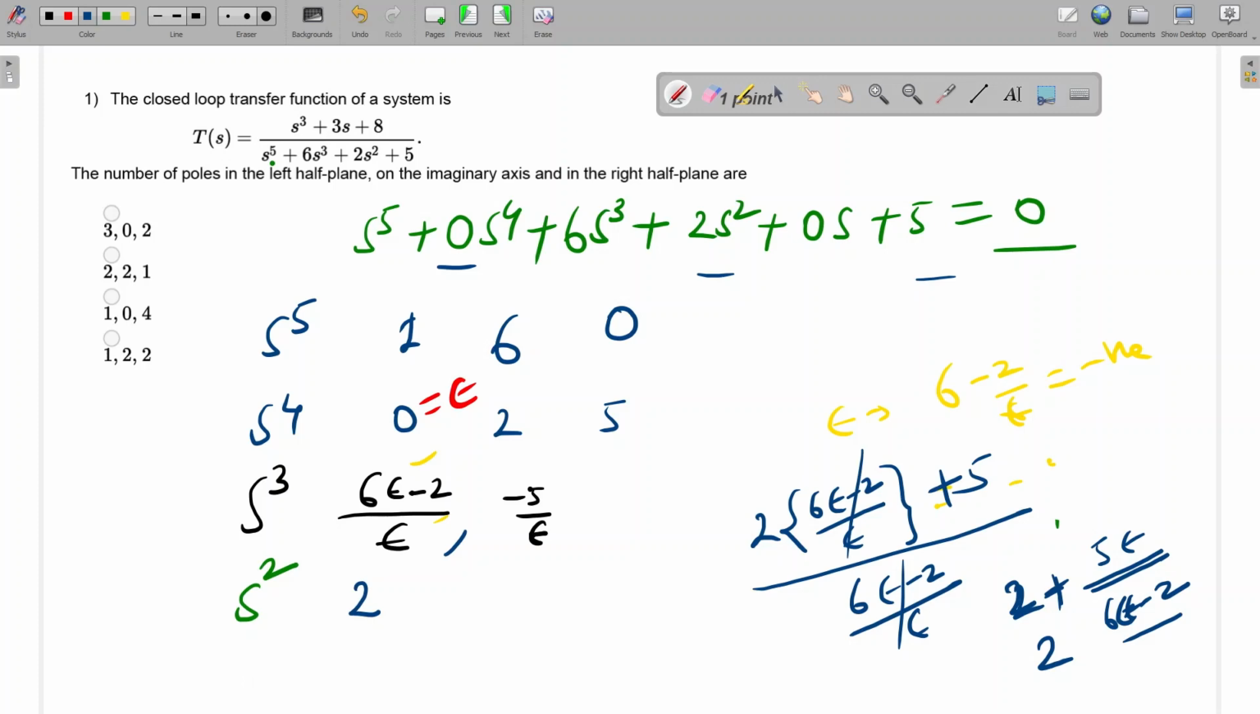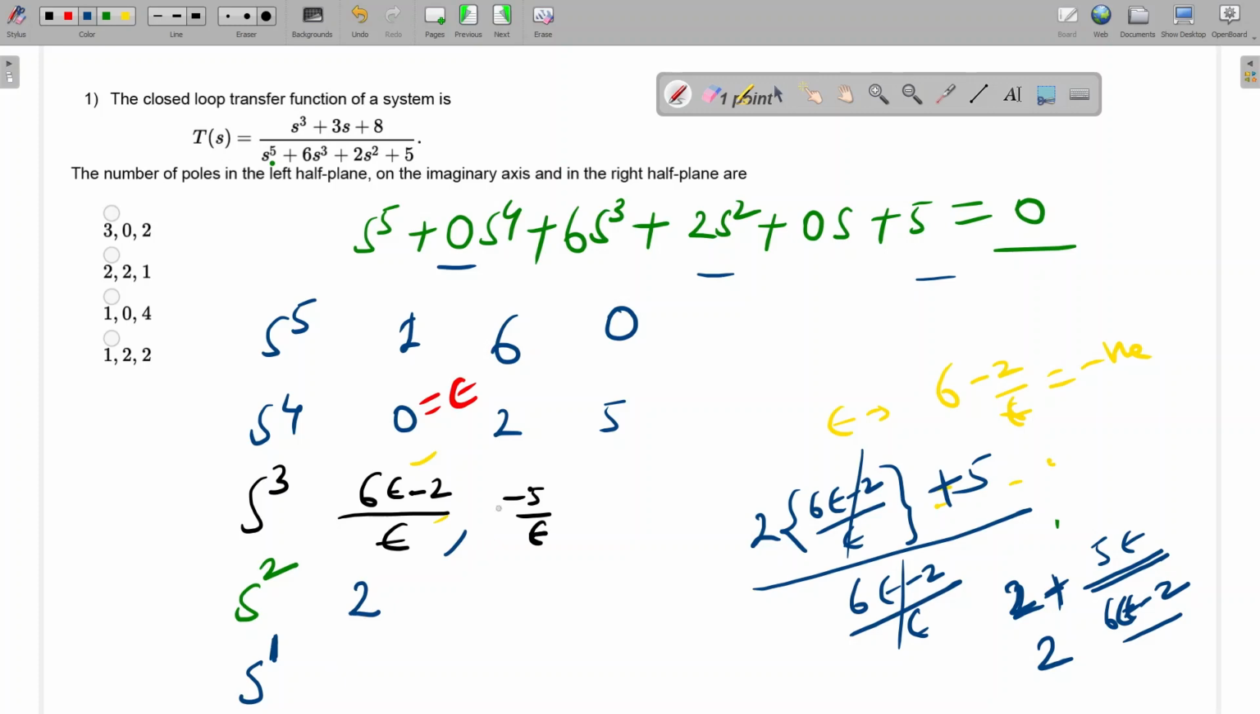Correct only? Yes, sir, it will be 2 only. So how many sign changes are there? Plus, minus, plus, 2. Where are we getting minus? Okay, in the s-squared row again. What will be s to the power 1? That will be minus 5 by epsilon only?